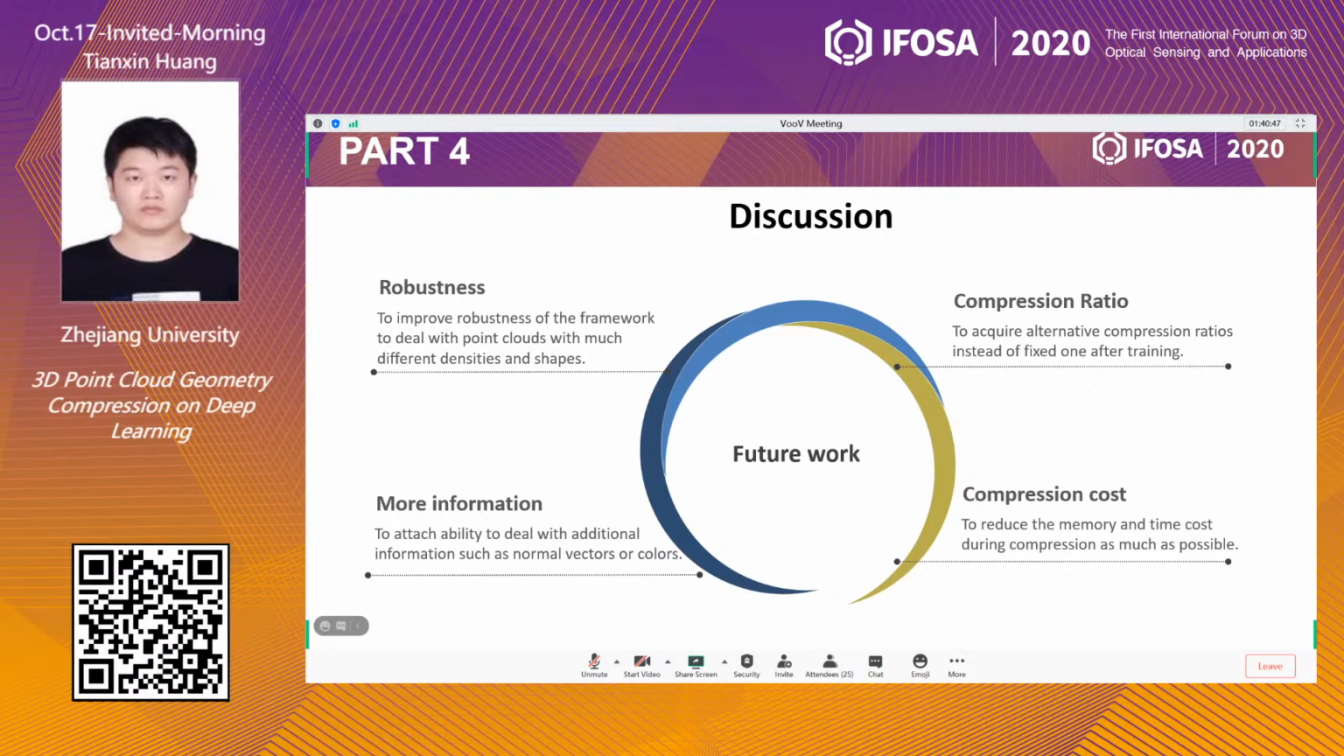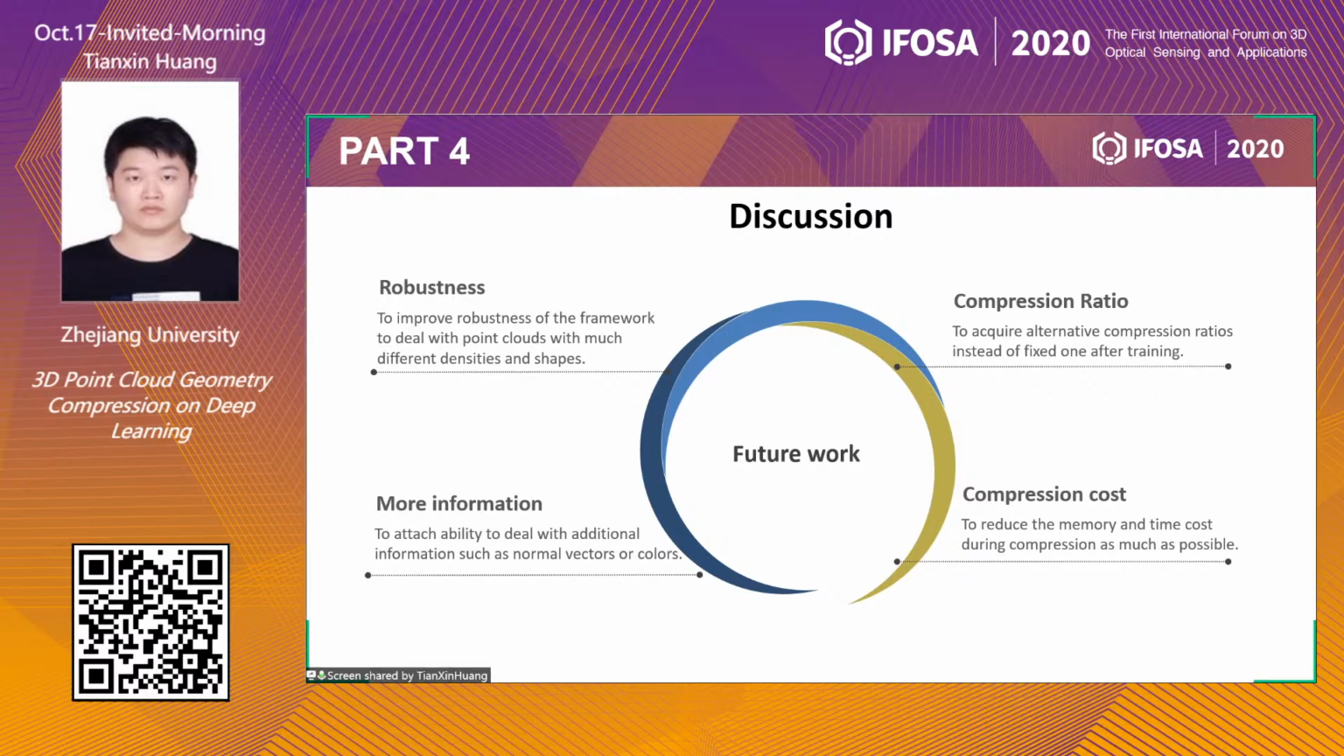And more information such as normal vectors or colors should also be taken into consideration because they are also important sometimes. And memory and time cost during compression is also too high in our work at this time, and more work will be done to reduce it in our future work.